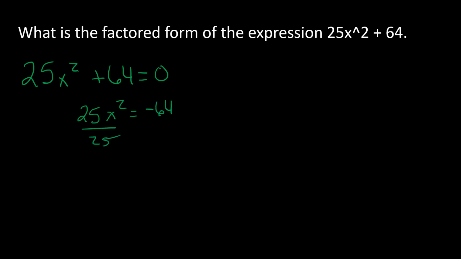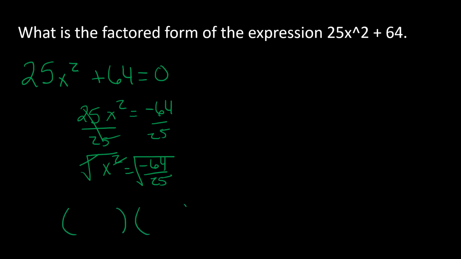Divide both sides by 25. Okay, and so we get x squared equals negative 64/25. We have to take the square root, and it's like, uh-oh, we're going to have problems here because we're taking the square root of a negative number. So we don't want to do this when we're trying to factor. Remember, we want to factor into 2 binomials.